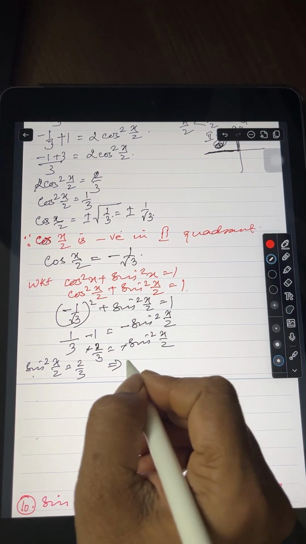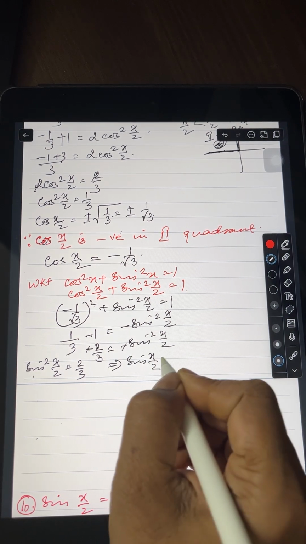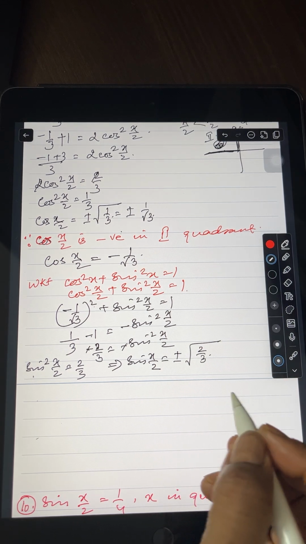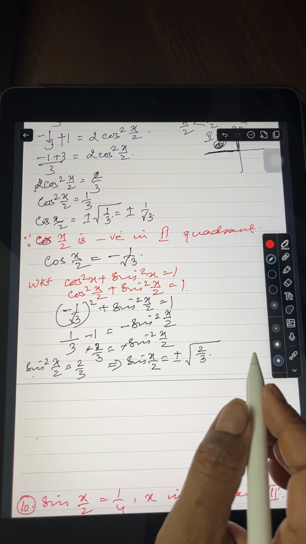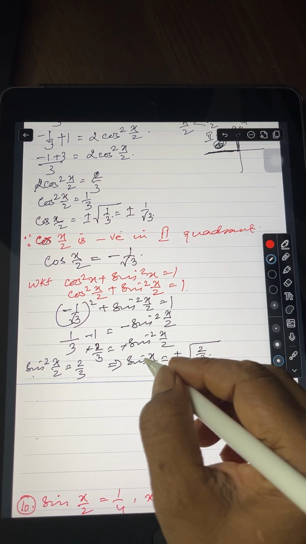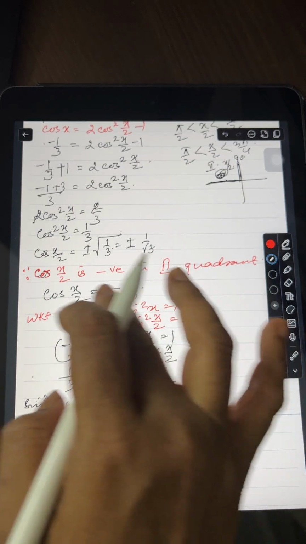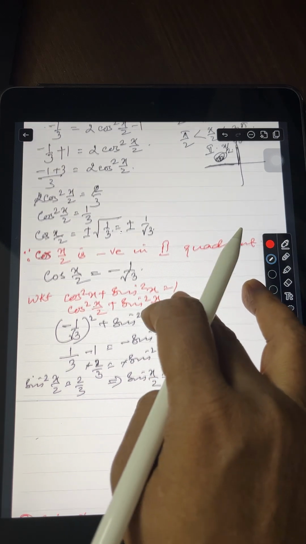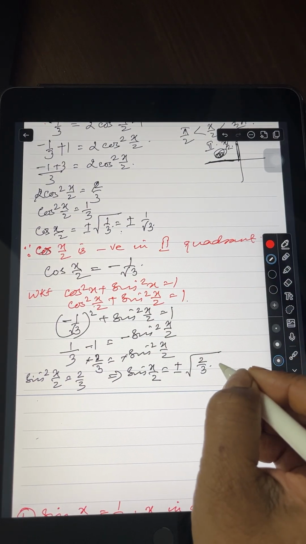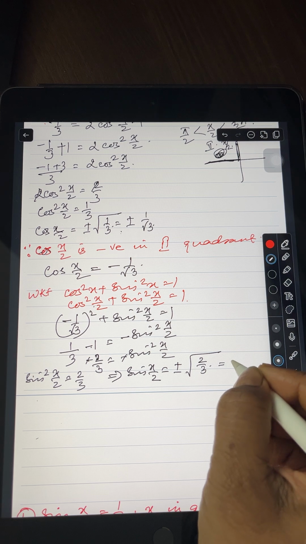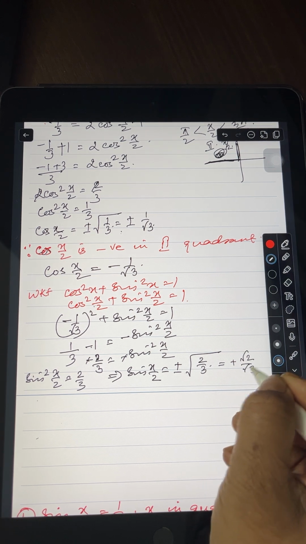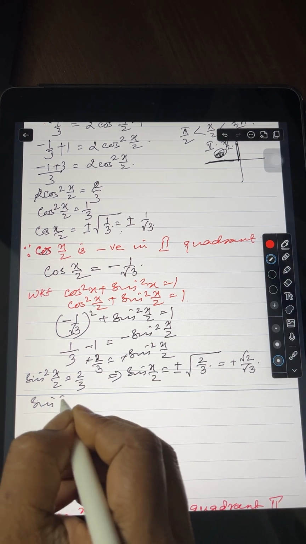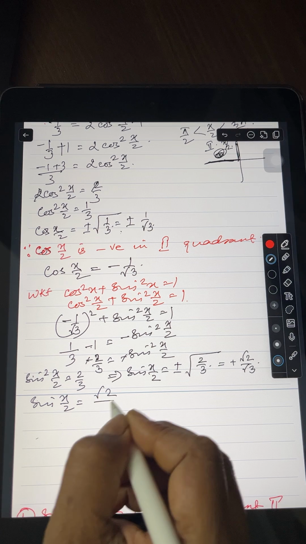So what will sin x by 2 be? Sin x by 2 is plus or minus root of 2 by 3. So again, x by 2 is in which quadrant? X by 2 is in second quadrant. In the second quadrant sine is positive, so you can take the positive one, plus root 2 by root 3. So sin x by 2 is root 2 by root 3.